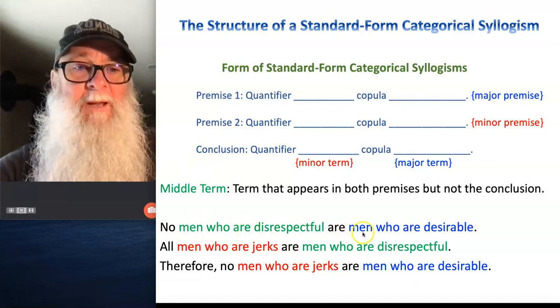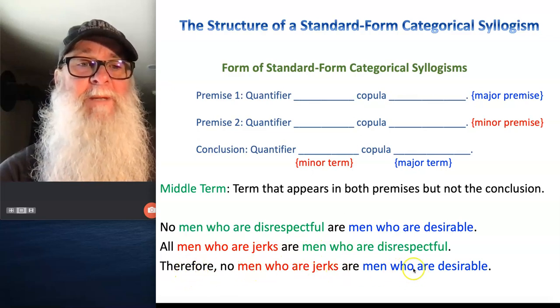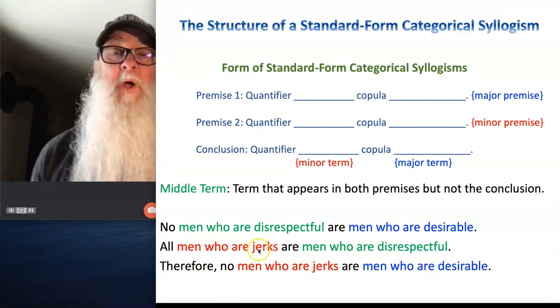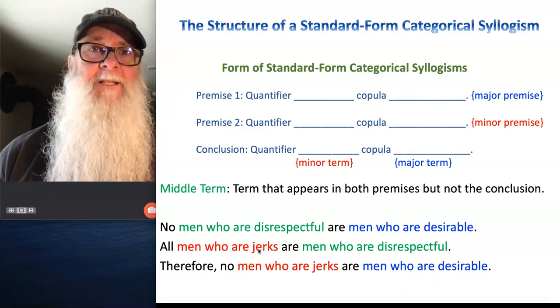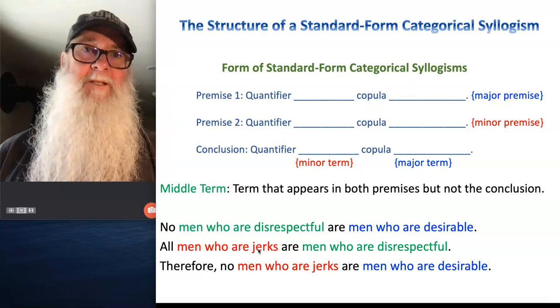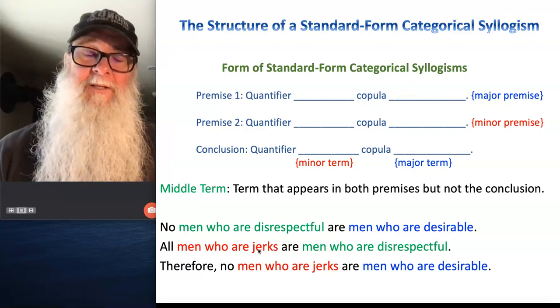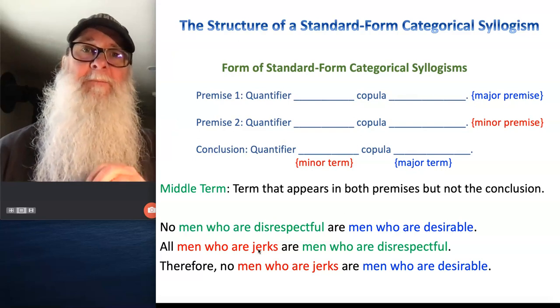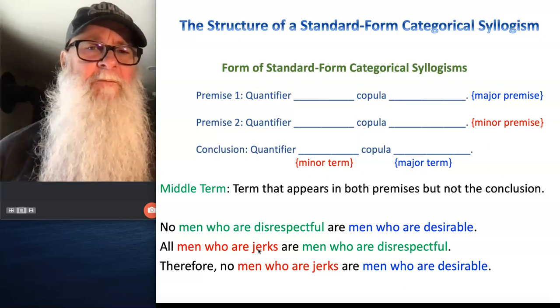No men who are disrespectful are men who are desirable. All men who are jerks are men who are disrespectful. Therefore, no men who are jerks are men who are desirable. And you can see here, we've got our three terms, and they appear exactly the same way two times each. Okay, that was a really important point. In a standard form categorical syllogism, we have three terms that appear the same way two times each, the exact same way, letter for letter.